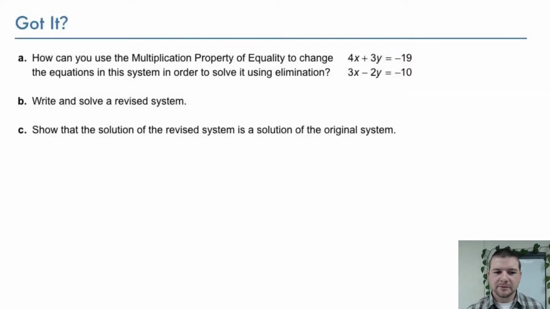Your turn. Part A. How can you use the multiplication property of equality to change the equations in this system in order to solve it using elimination? Part B. Write and solve a revised system. And Part C. Show that the solution of the revised system is the solution of the original system.